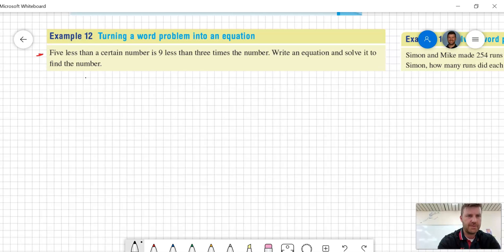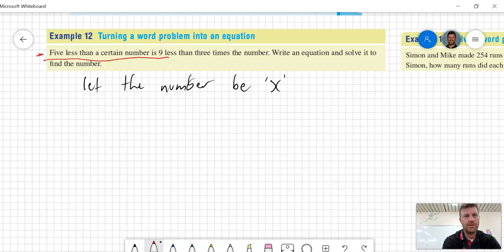And we're going to write a statement. So let the number be x. Okay. Alright, now we're going to write an equation based on what it's asking us to find. So let's look at that first sentence again. 5 less than a certain number is 9 less than 3 times the number.